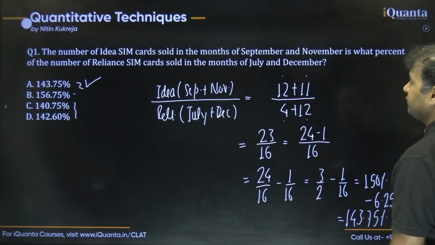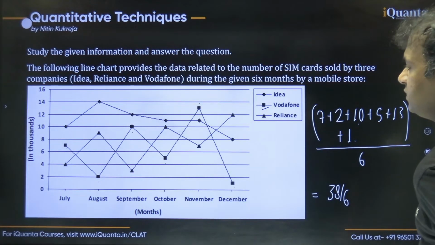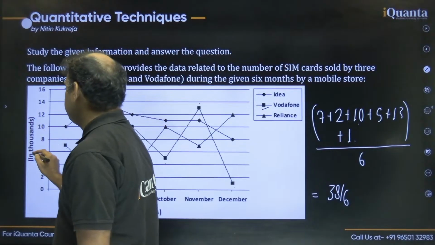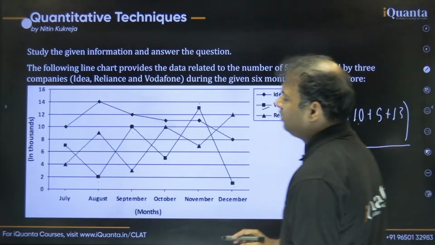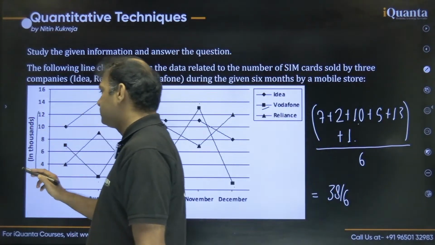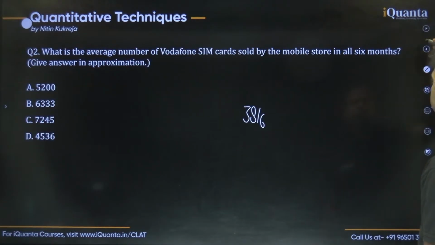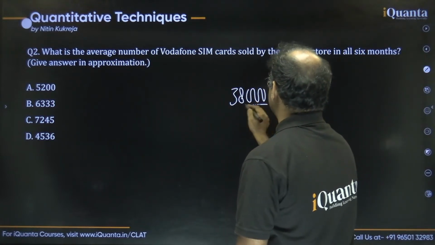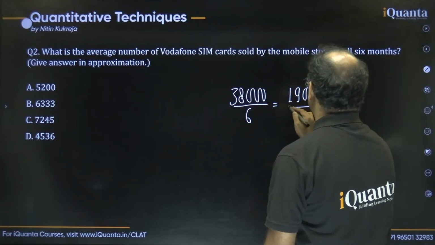Okay, guys, if you look at the following chart, SIMs sold by 3 companies over these months. If you remember, they had already given in the beginning that SIMs are in 1,000. That is something we knew from the beginning. So it's not 38, it's actually 38,000. That's it, 38,000 divided by 6, which you can also say as 19,000 divided by 3.